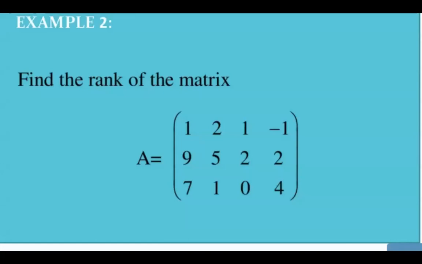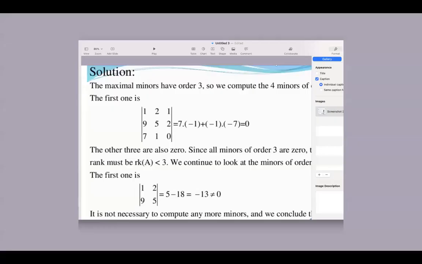Example 2, find the rank of a matrix. The maximum minor has order 3, so we compute the 4 minors, starting with the first one. The determinant of the given matrix is 0. The other 3 are also 0. Since all minors of order 3 are 0, the rank must be less than 3.